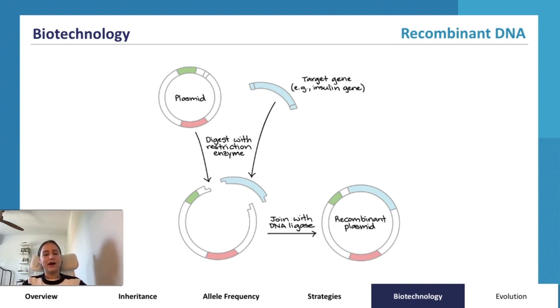Now, not all the plasmid DNA will be taken up, and there's no way that we can actually ensure that it will be. So in order to easily identify which bacteria have successfully taken up the recombinant DNA, the plasmid is engineered to include an antibiotic resistance gene. The bacteria are then grown on agar plates which contain this antibiotic. So only those that have incorporated the plasmid will survive.